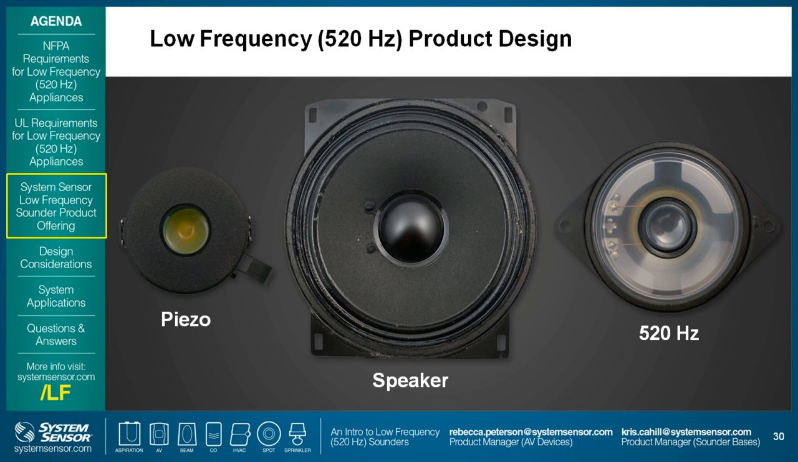So then we looked at our traditional 4-inch speaker. Obviously, it's a lot bigger and more complicated to wire for basic applications. So we designed a custom 2-inch speaker that could fit into our horn and horn strobe and still work on 2 wires. Then we used that same speaker for our low-frequency sounder bases, and those are an offering that are going to be coming out shortly.